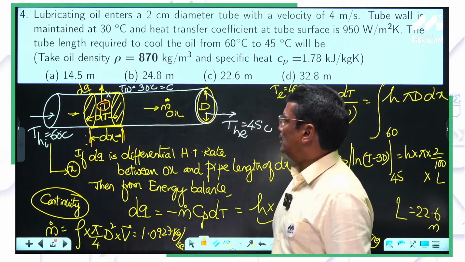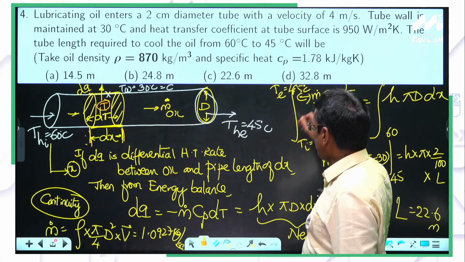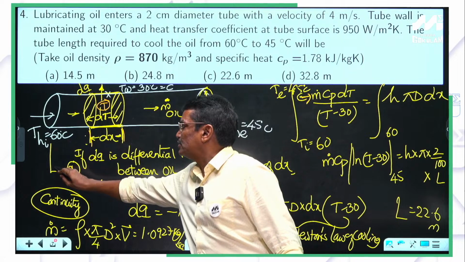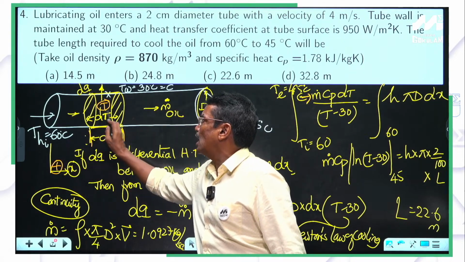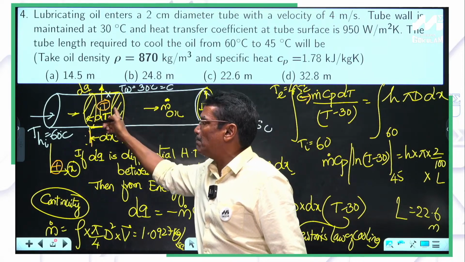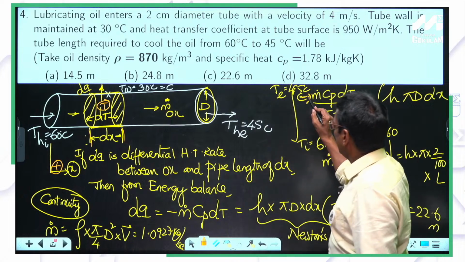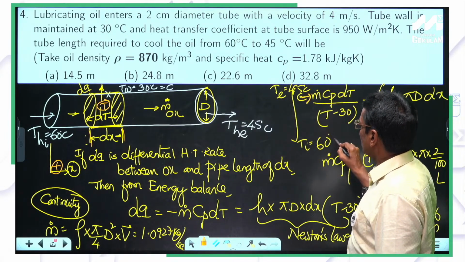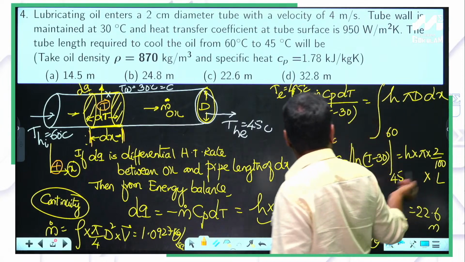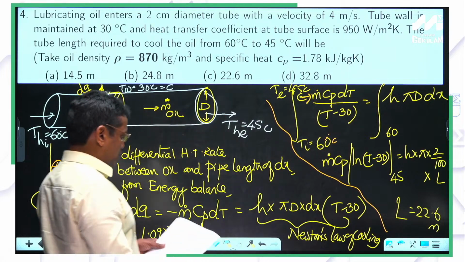We have used the continuity equation, we have used the energy balance, separate the variables and integrate. That minus sign only says that in the direction of x, the temperature of the oil is decreasing, because the oil is losing heat. So remove the minus and interchange the limits. We know the limits from 60 to 45. Interchange the limits, we get the length of the pipe. Length is 22.6 meters.